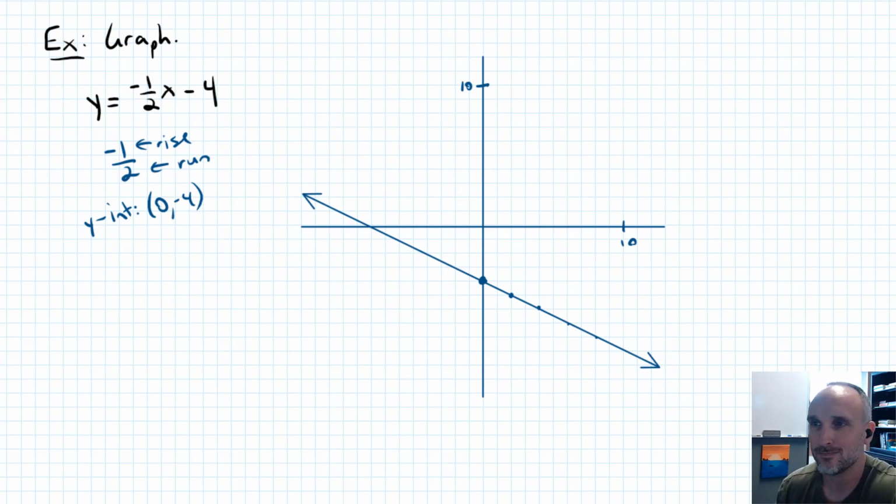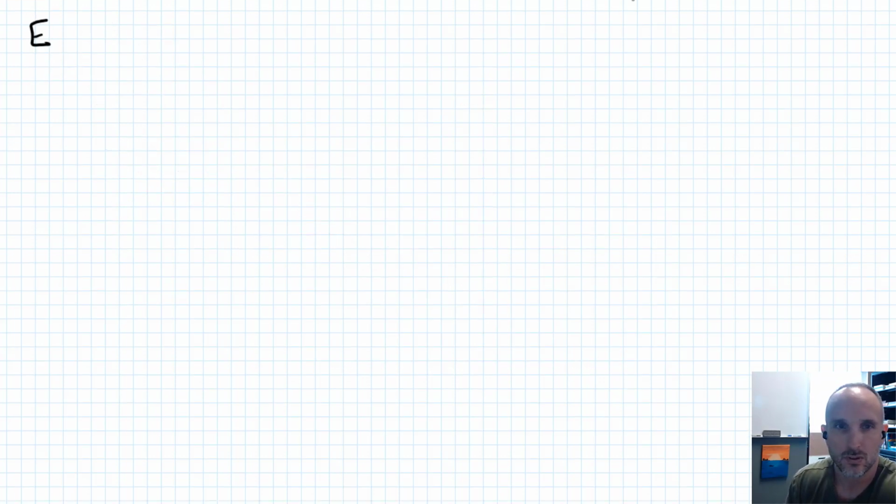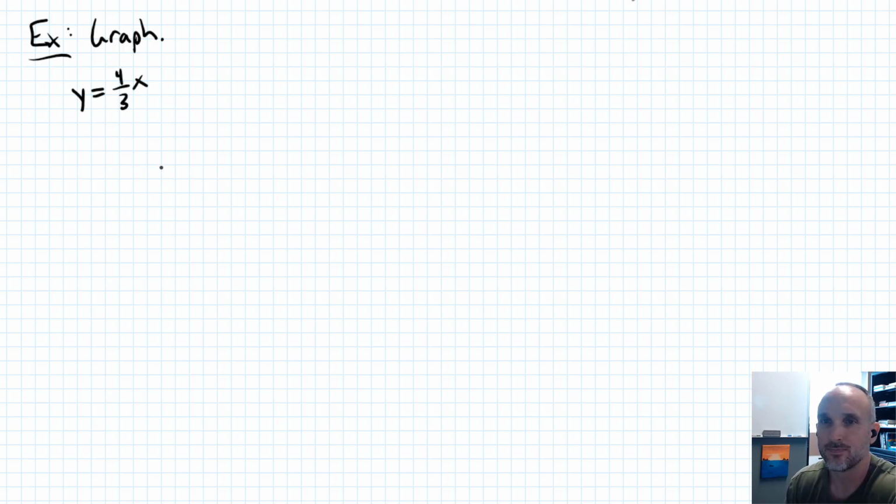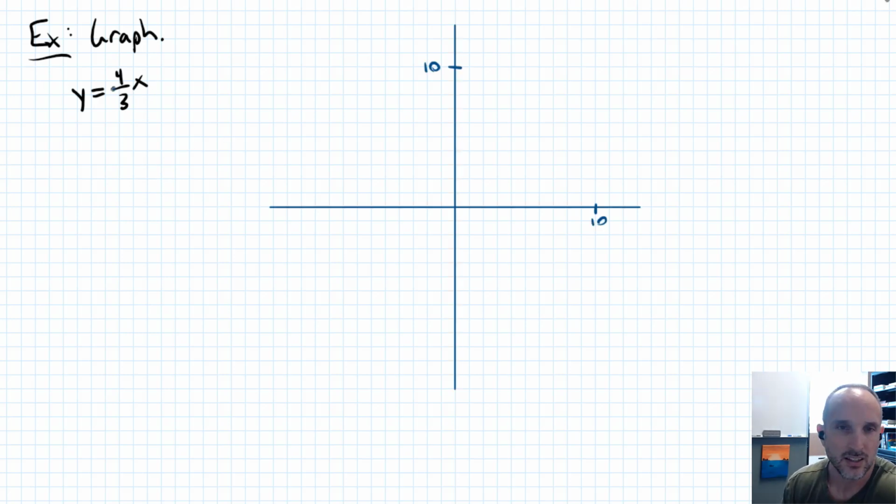Let's do another. Let's graph y equals 4/3 x. I'll set up my grid. And in this case, we don't have a plus b, so we could think of it as +0. So we have a y-intercept when x is 0, y is 0. And you could check that by plugging 0 in for x and finding what y is.